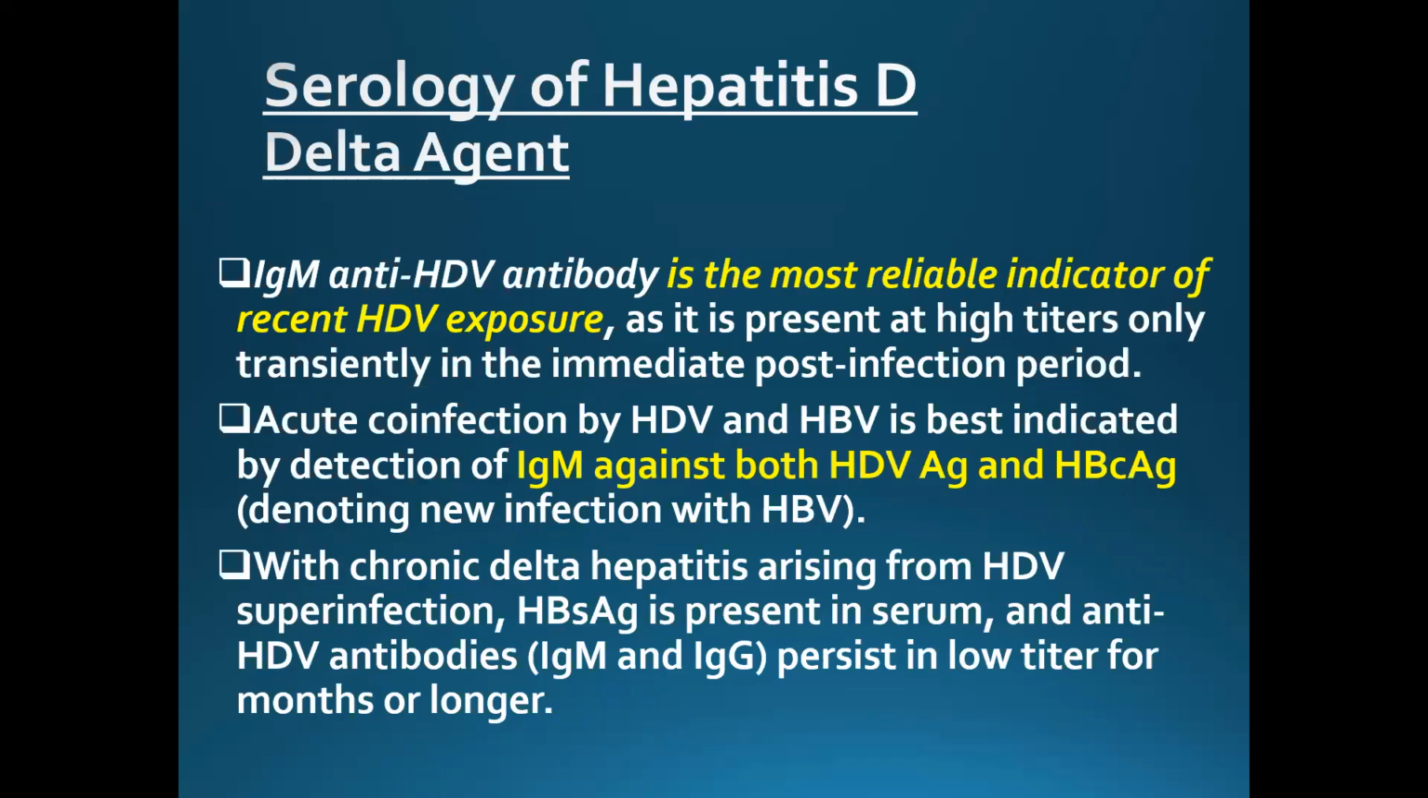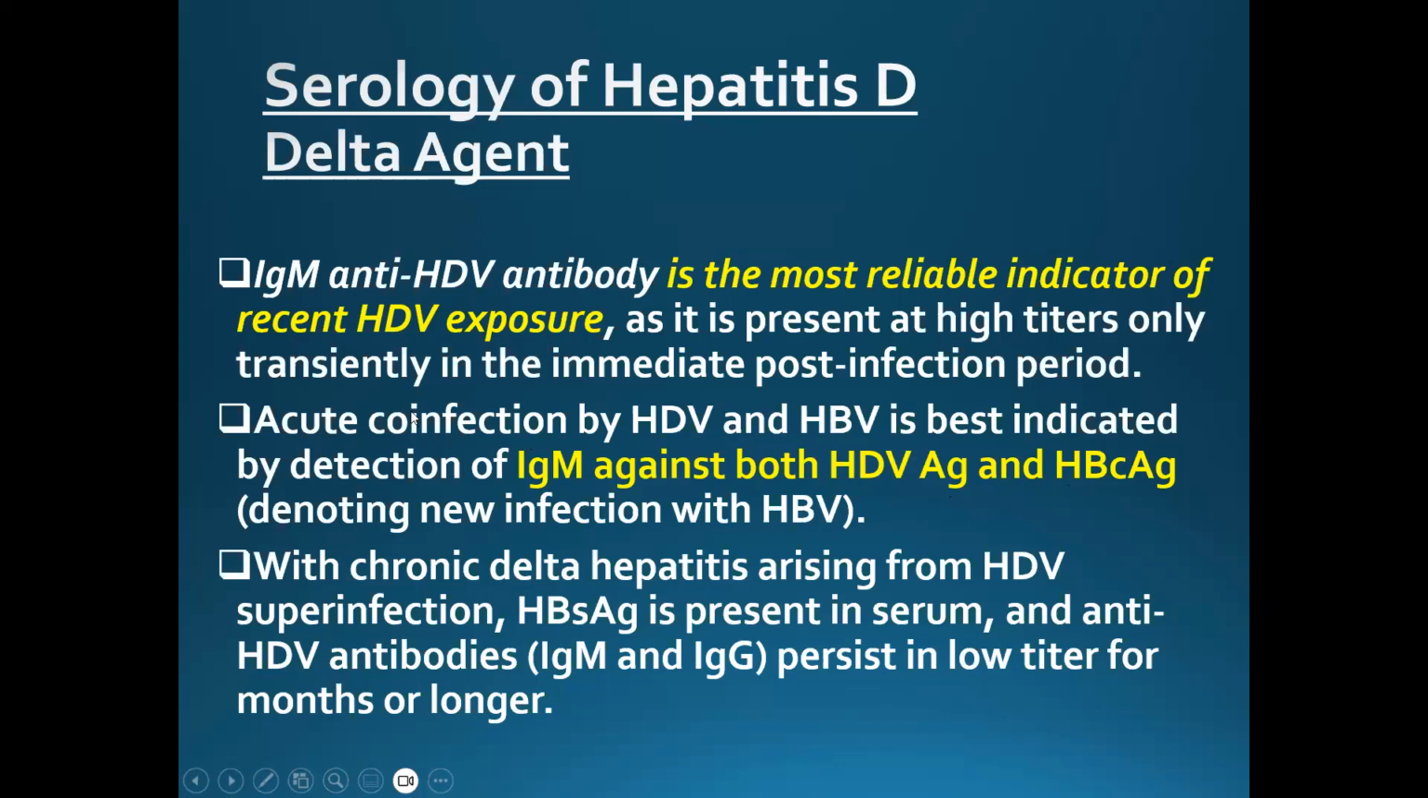How do you test for the Delta agent? Testing the IgM antibodies for the Delta agent is going to be the most reliable indicator of a recent Delta agent exposure. Now, in acute co-infection by the two, you're going to find IgM that is directed against both the Delta agent and the hepatitis B core antigen, as you recall from the exercise that we have done.